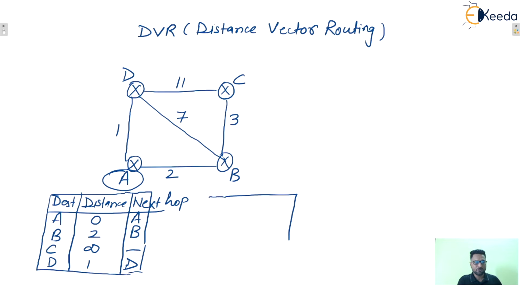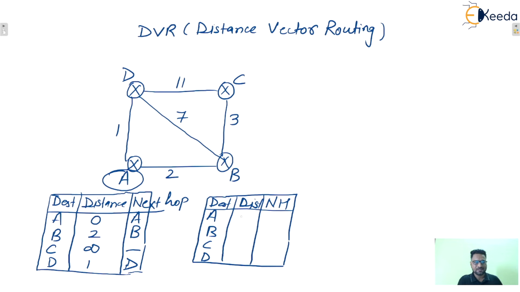Now we will move to router B. What will be the table of router B? Again destination, distance, then next hop, for all routers A, B, C, D. B to A is a neighbor, so the distance is 2, and next hop is A only. B to B is 0, next hop is B only. B to C distance is 3, and next hop is C. And B to D the distance is 7, and next hop is D only. That will be the initial table, the first round.